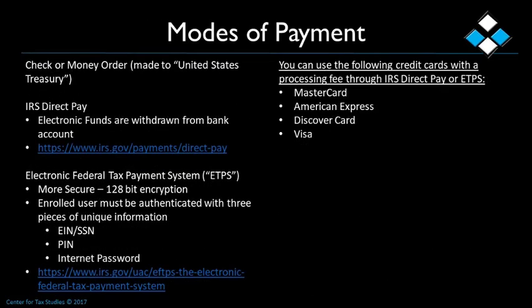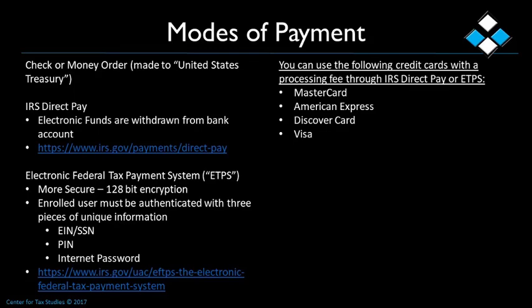What modes of payment do you have? Well, you can send in a check or money order made out to the United States Treasury. You can use IRS Direct Pay, which electronically withdraws funds from your bank account. Or you can use the Electronic Federal Tax Payment System. Now, the Electronic Federal Tax Payment System, or EFTPS, is more secure. It has 128-bit encryption, and you must have 3 pieces of authentication with unique information, including either your EIN or social security number, your PIN, and an internet password.